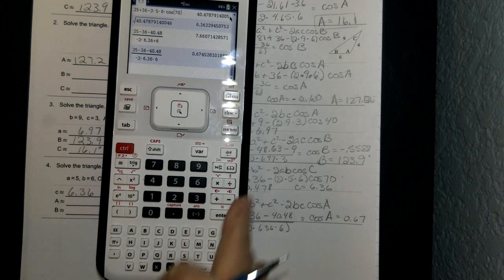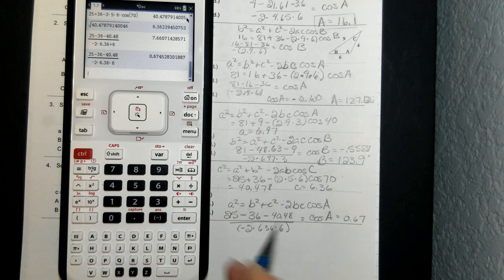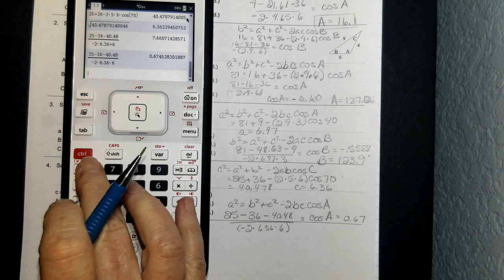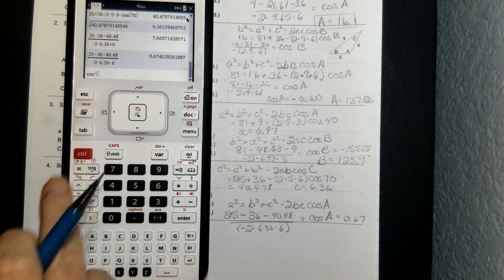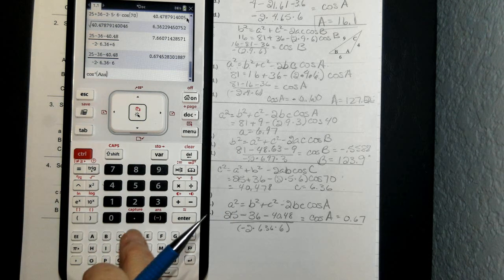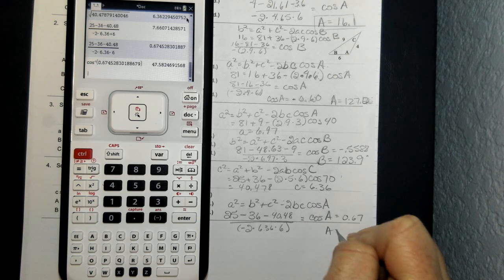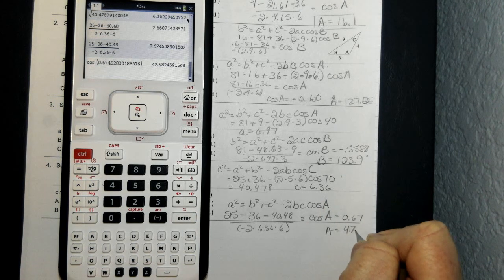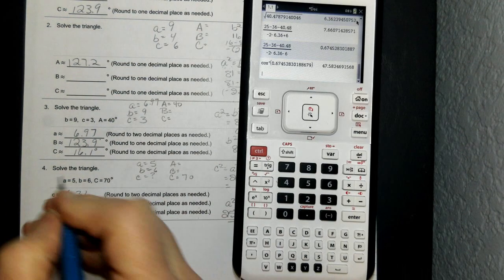However, I'm going to leave it in there. Okay, so we're going to do the inverse cosine, so trig, cosine inverse, got that. Now we're going to bring in the answer, and then we will see A is going to equal 47.58, so we'll round to 47.6 degrees.